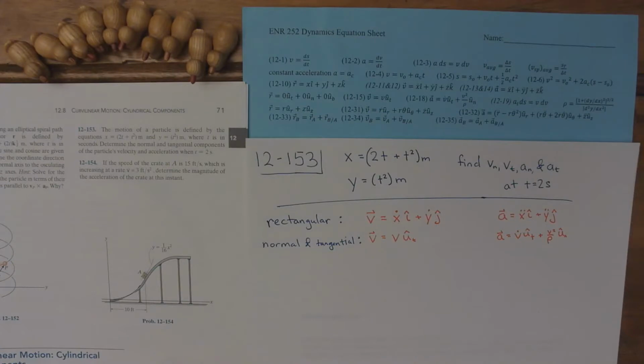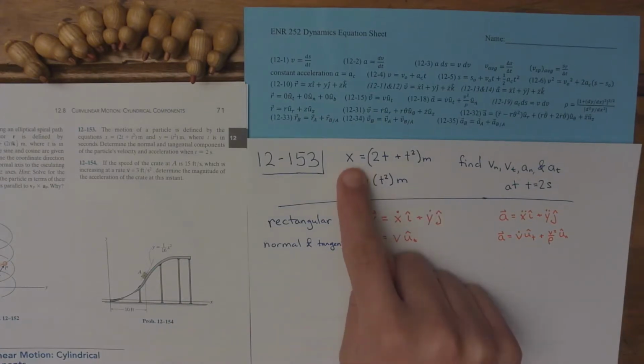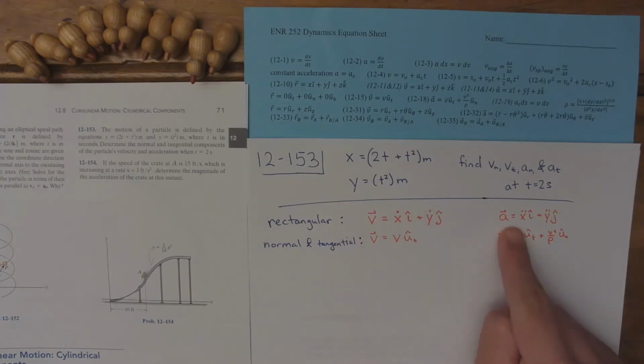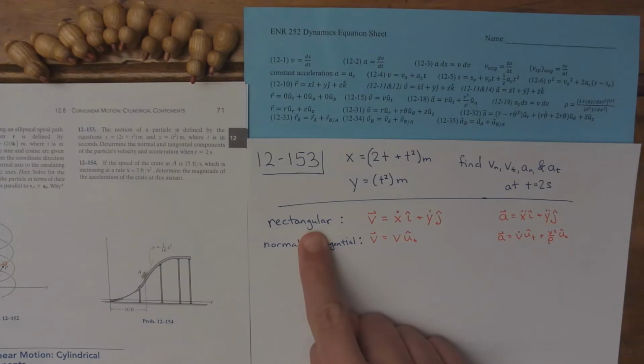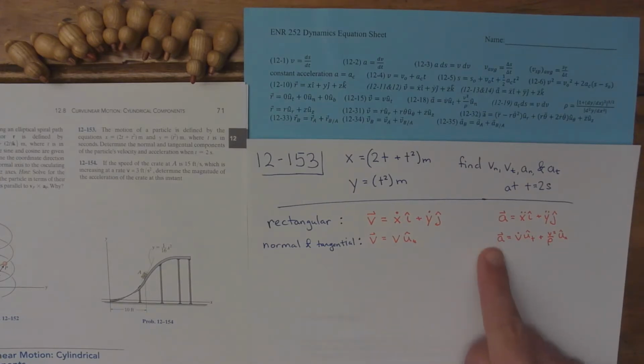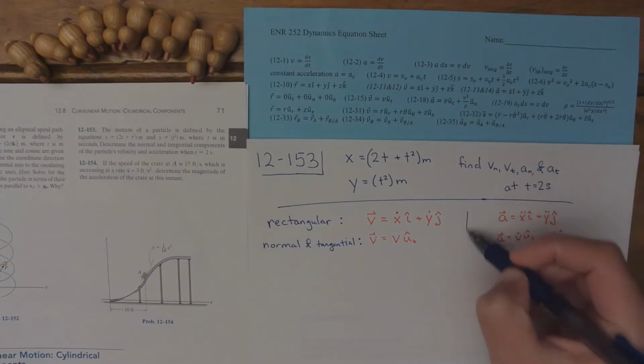So they're giving me a function for x and y, from which, by taking time derivatives, I can find the velocity and the acceleration in rectangular components. If I have the velocity vector in rectangular components, I should be able to figure out that same velocity but in normal and tangential components, and same thing with the acceleration. So let's see what we have.